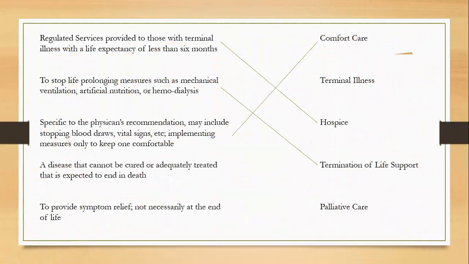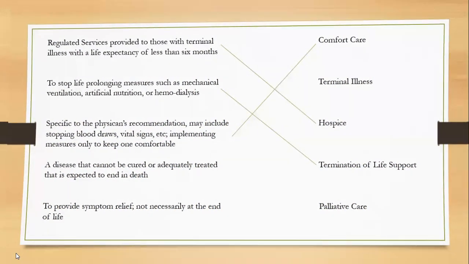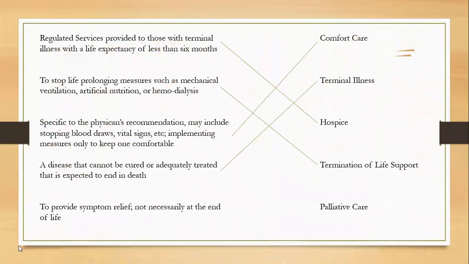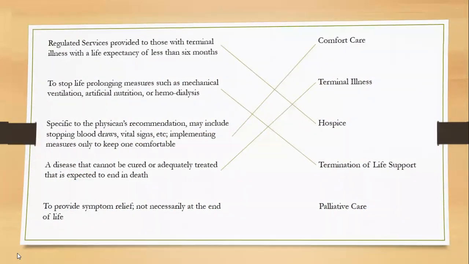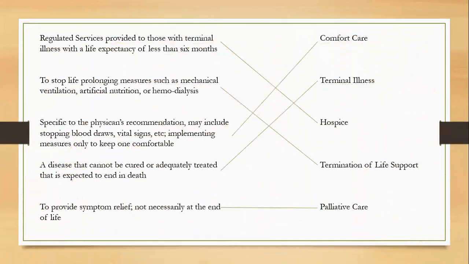Specific to the physician's recommendation may include stopping blood draws, vital signs, etc. Implementing measures only to keep one comfortable is comfort care. A disease that cannot be cured or adequately treated that is expected to end in death is terminal illness. To provide symptom relief, not necessarily at the end of life, is palliative care.